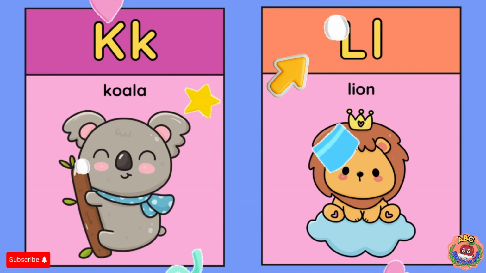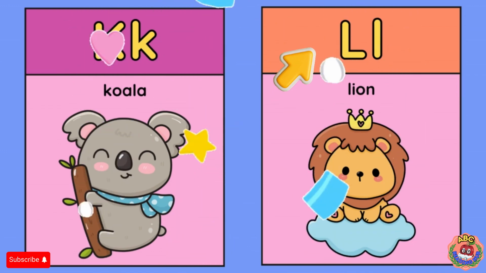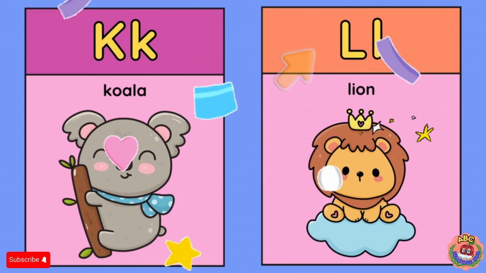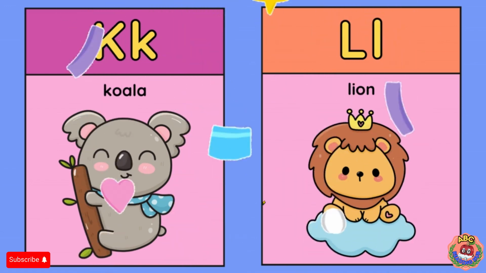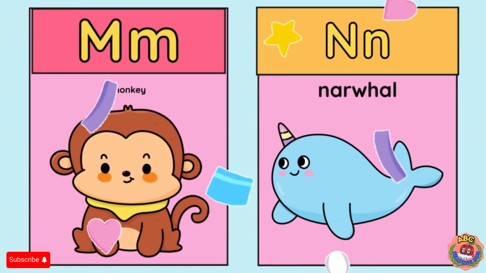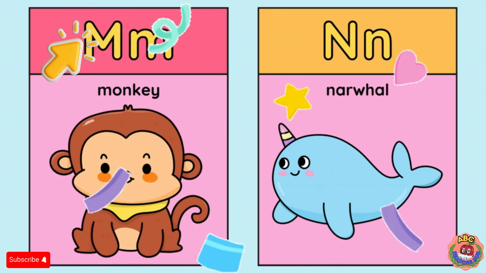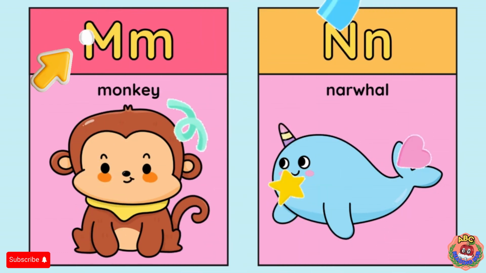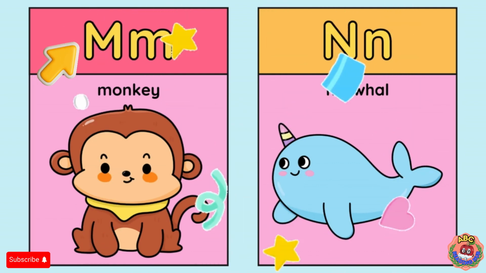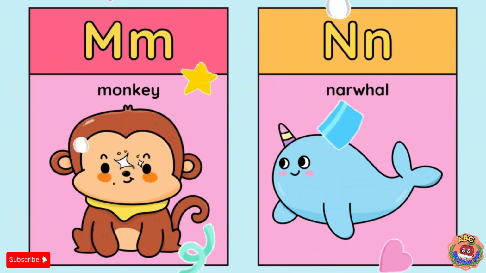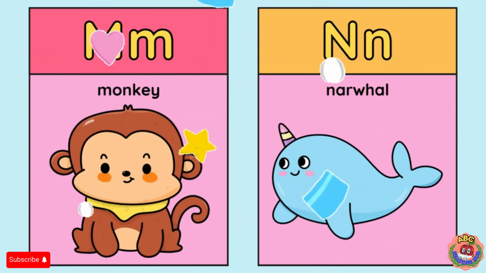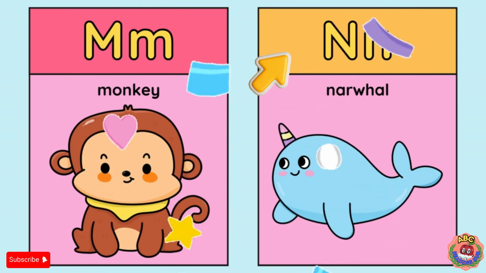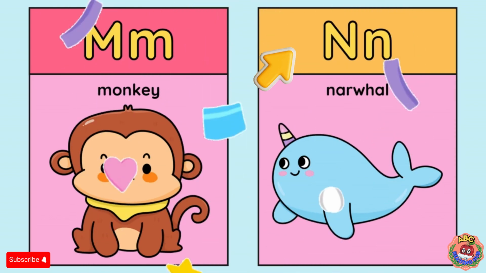The letter L. L is for lion. Lion. The letter M. M is for monkey. Monkey. The letter N. N is for narwhal. Narwhal.